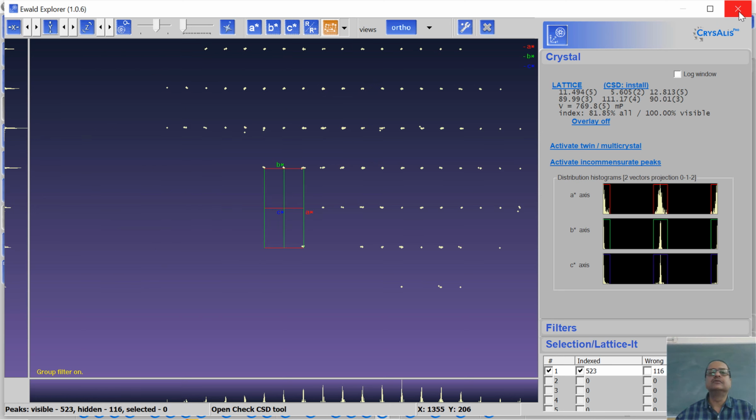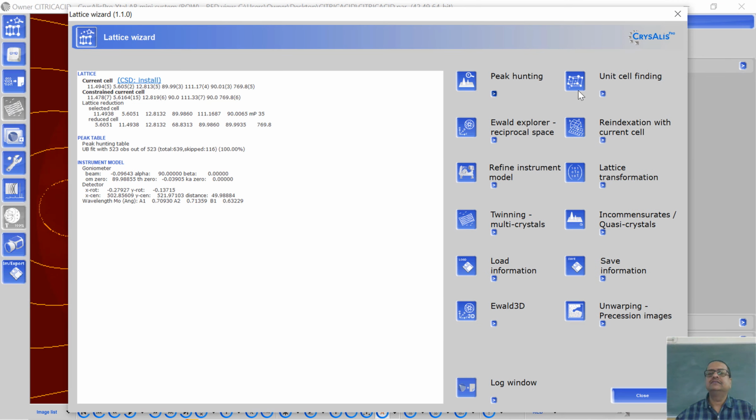Then you go back and re-index with current cell. It gives you now 100% reflections. We have skipped 116 reflections. So with this we should be able to proceed further for data reduction.